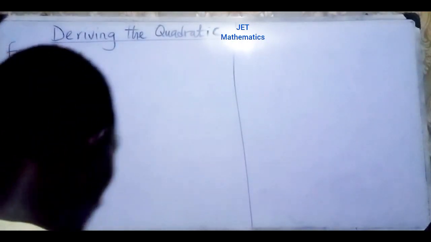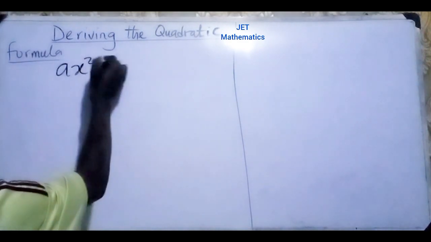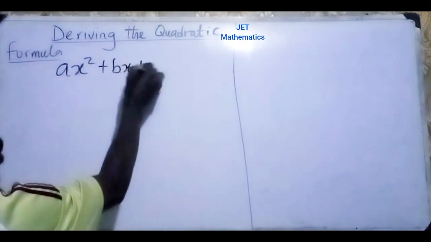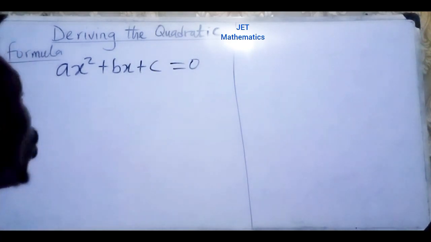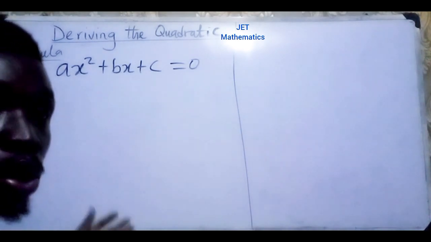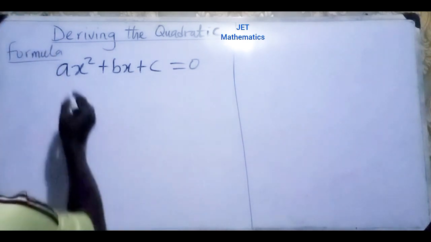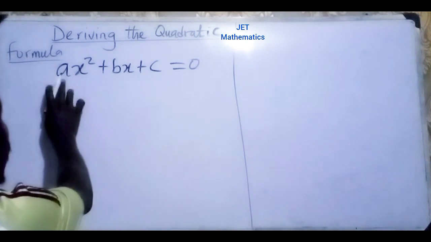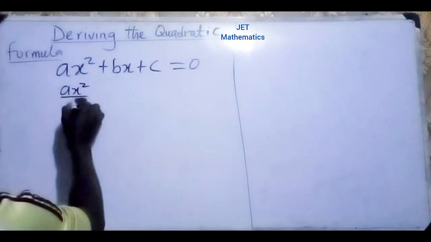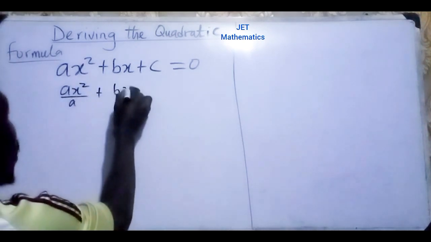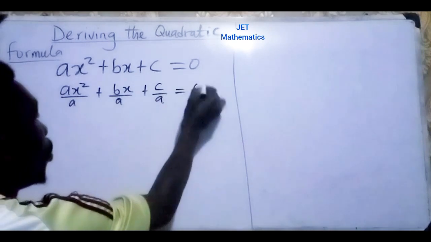Now remember the general form of the quadratic equation, which is ax squared plus bx plus c equals 0. So we are employing the completing the square method to derive the quadratic formula. We divide through by the coefficient of x squared, which is a. So we have ax squared divided by a plus bx divided by a plus c divided by a equals 0.